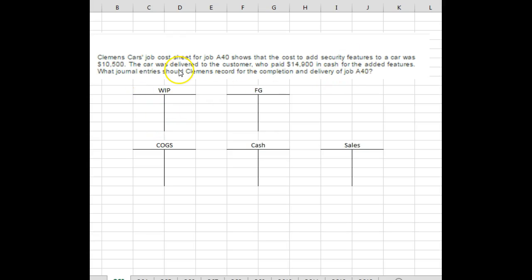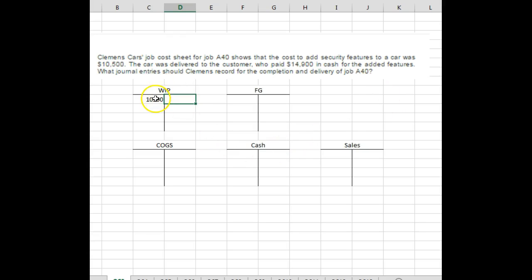So now we have a car that they have spent $10,000 on. Okay? So it started at $10,500 in work in process. They completed it, and then the owner paid $14,900 in cash. And they want us to record journal entries. Well, I'm not doing journal entries, I'm doing T accounts, simply because I think you see the flow better.